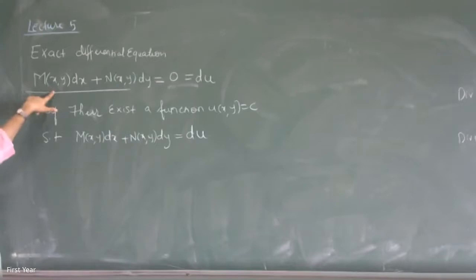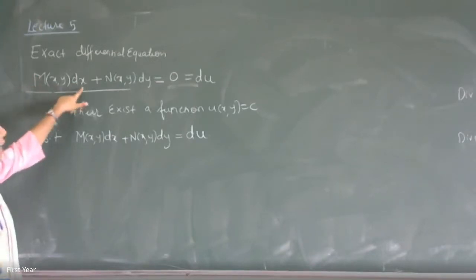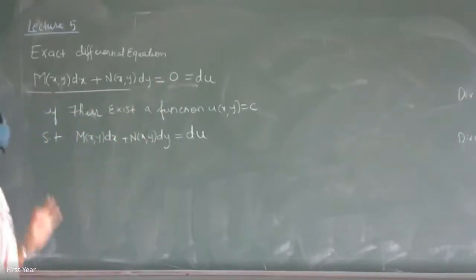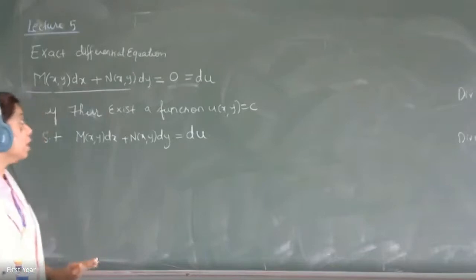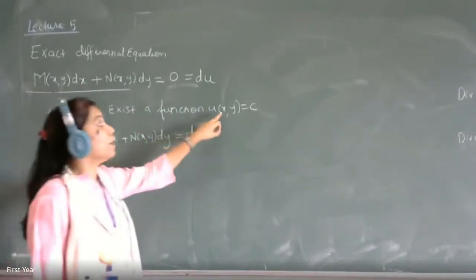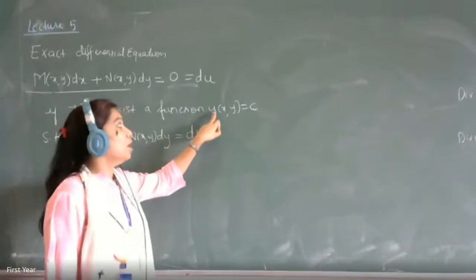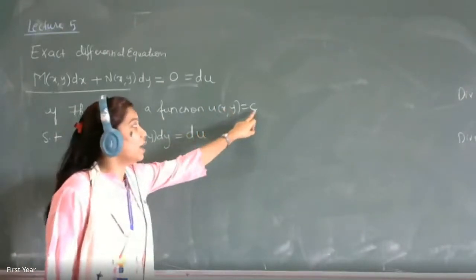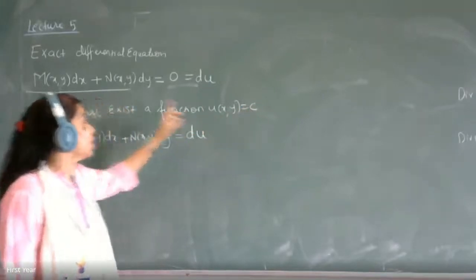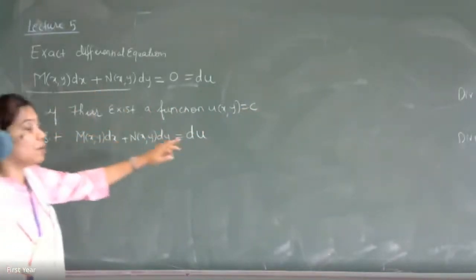You know that any general first order first degree differential equation is of the type M(x,y) dx plus N(x,y) dy is equal to 0. That will be said as exact differential equation if I am able to find a function u in terms of x and y equal to a constant. Constant of integration is there. This is the constant of integration because the order of the differential equation is 1.